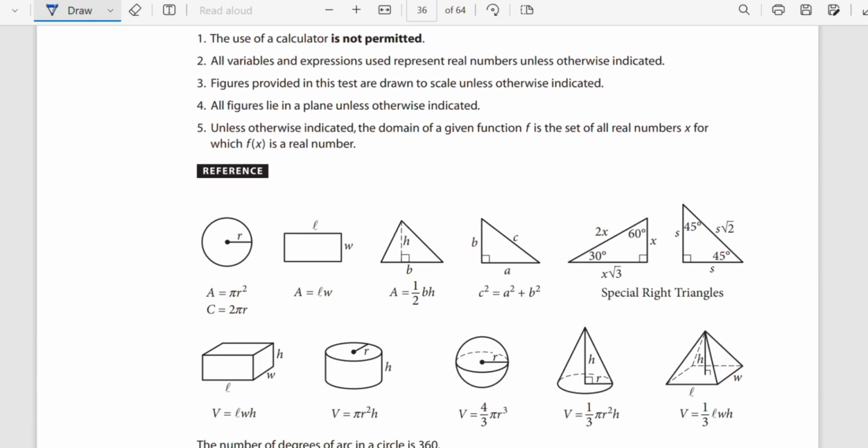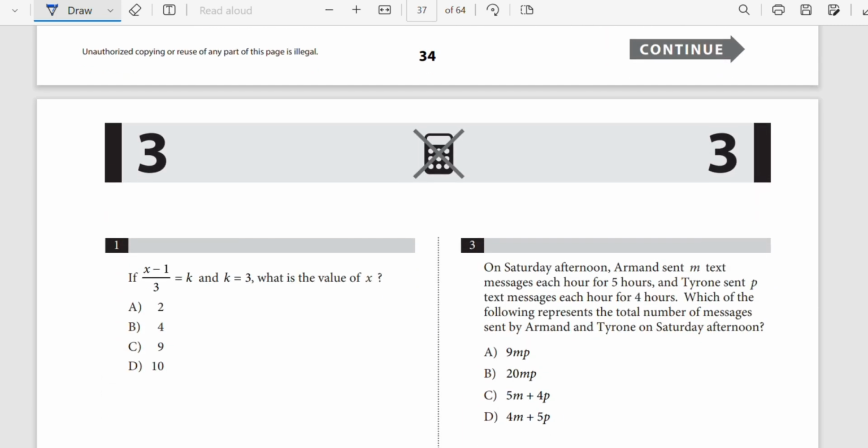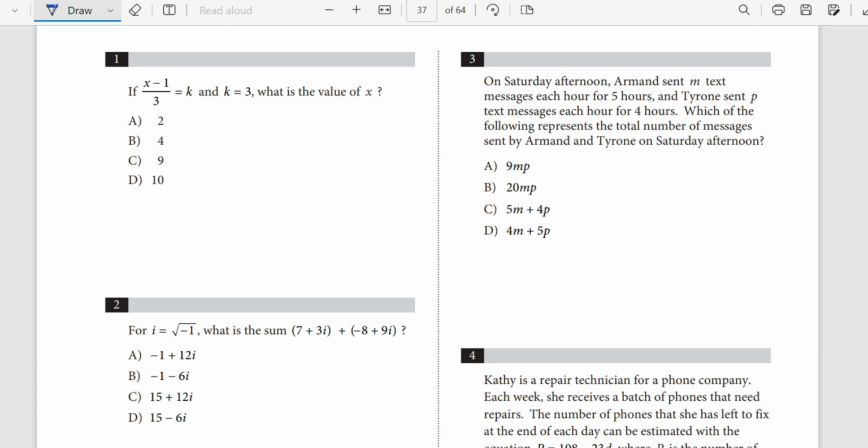These formulas are given to you, but during the exam you do not have so much time to come back to this formula sheet. You have to memorize them. It's better to memorize all these formulas. So first of all, let's start the questions.